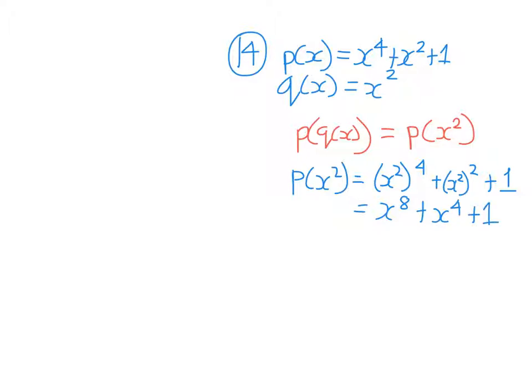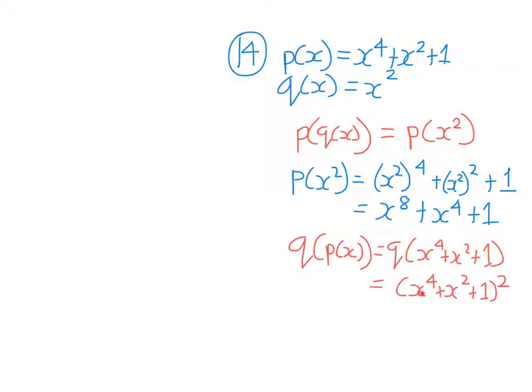So what about if I went the other way? If I went q of p of x? Well, what that would be is q of x to the 4 plus x squared plus 1, because that's what p of x is. This is q of p of x, which is just that there. So q, what it does to an expression is just square it. So q of this expression just squares this expression. So this is q of p of x.